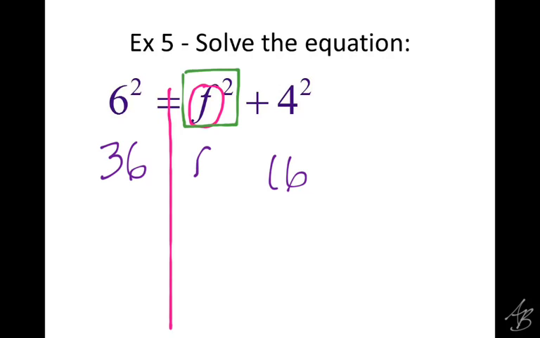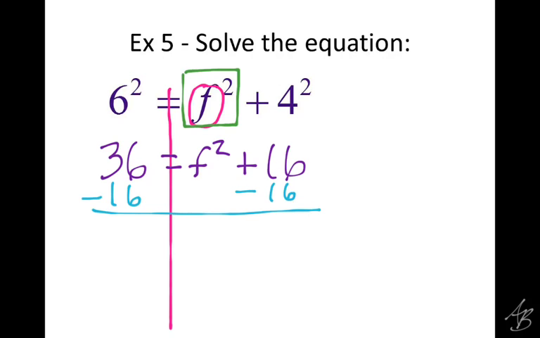I don't know what f squared is because I'm trying to solve for f, but I can replace the 4 squared with 16 and the 6 squared with 36, so we get something that looks like this. What do I need to do next? I put a box around this f squared to remind myself I need to get that by itself. So to get the f squared by itself, what do I need to get rid of? I can't get rid of the square yet because I have this 16 over here. So I have to get rid of that plus 16 by subtracting 16. So I'm going to subtract 16 from both sides first.